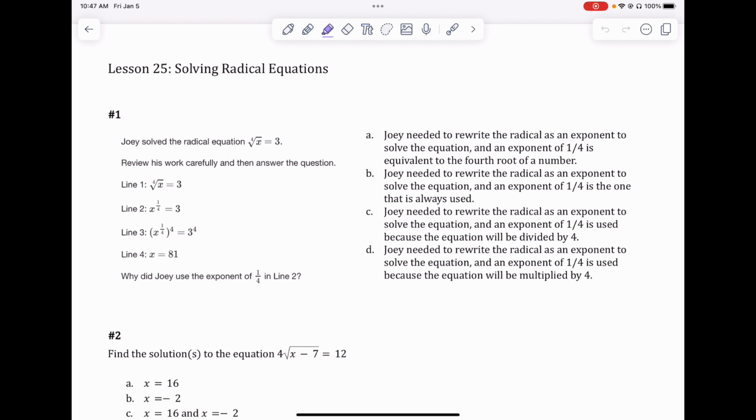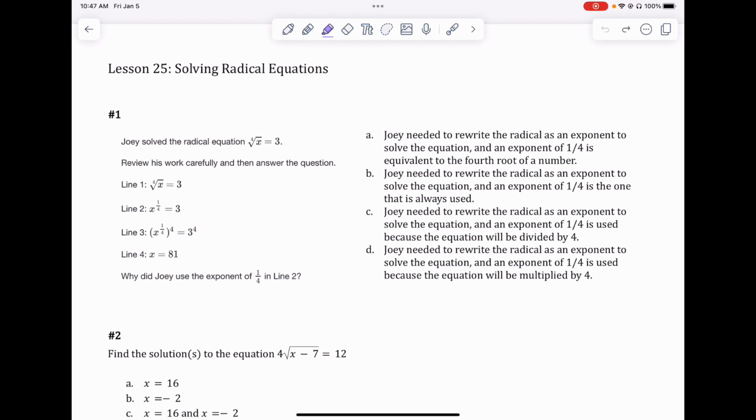So line 1 is the original problem right here. And then in line 2, he changes the fourth root of x to x to the 1/4. And then 3 stays the same. And then in line 3, he takes both sides and he raises them to the fourth power. And then in line 4, he ends up with x equals 81.